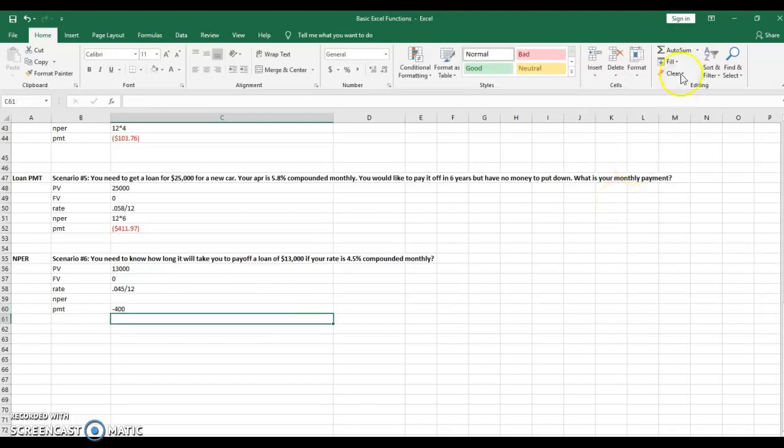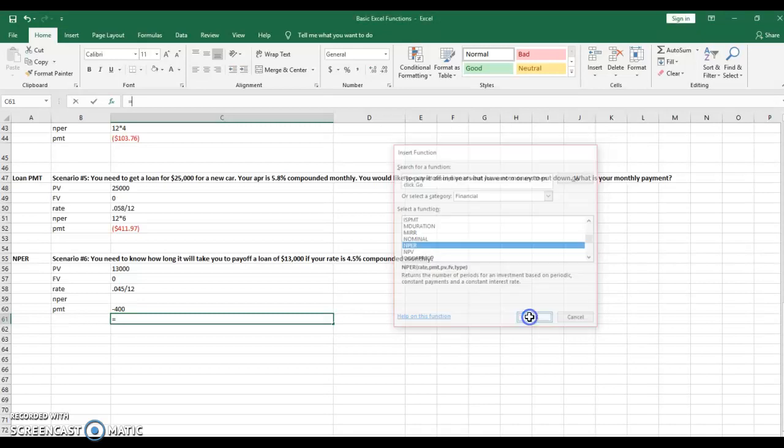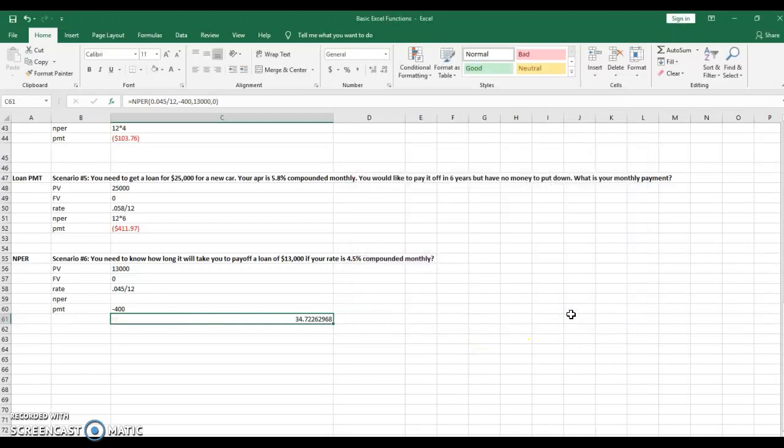Okay. All right. So I'm going to pull open NPER. That's actually the name of the function. So go down to NPER. It's what I want to find. Okay, pull it up. Rate is going to be 0.045 divided by 12. Your payment's going to be negative 400. PV is going to be positive 13,000. FV is going to be 0. So I say OK.